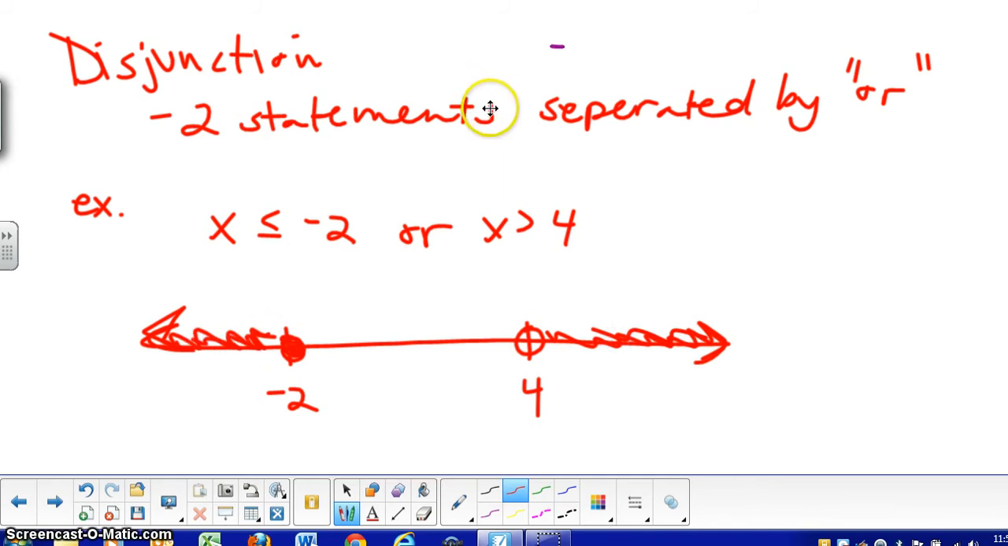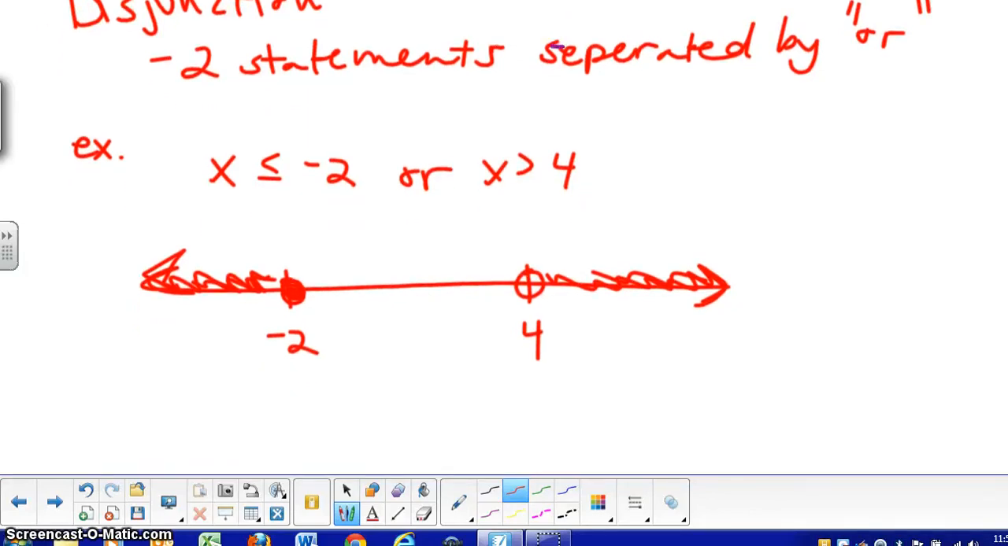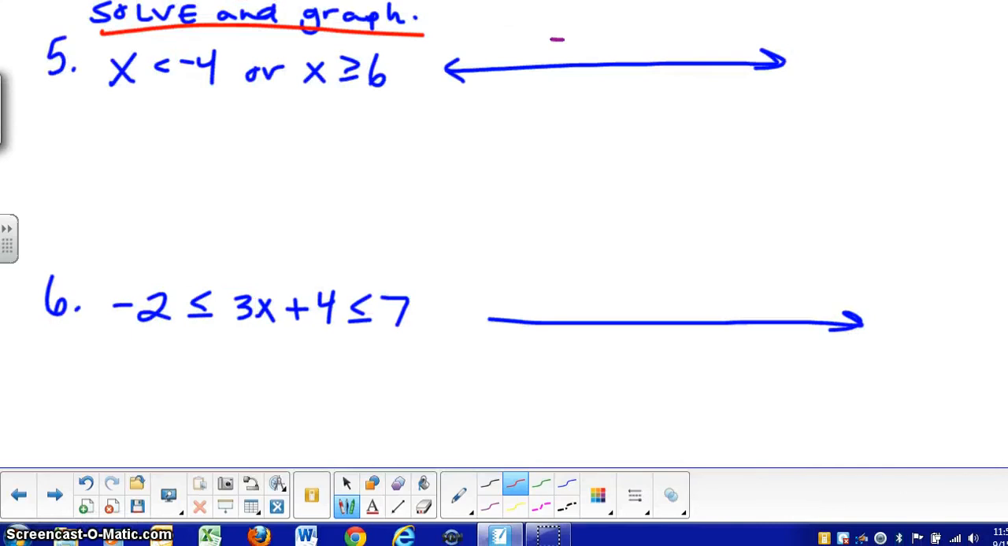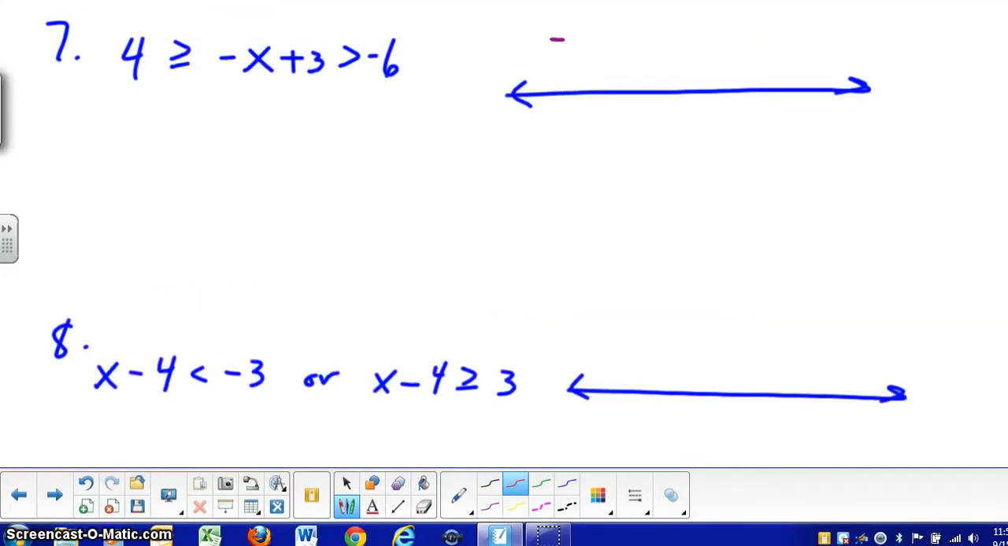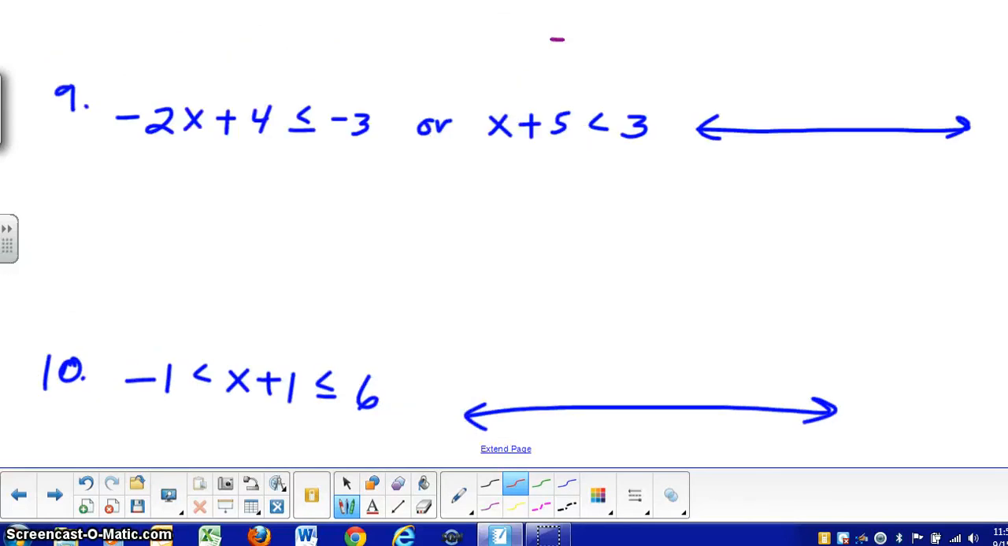I'm going to give you 8 examples on conjunction and disjunction. I'm going to have you push pause because you will have to write them out, and in class we're going to go over them so you can ask questions about them and find out how you did. So go ahead and write the following questions down and complete them before class tomorrow. Please solve and graph. Please solve and graph these as well. And here are the last two. We'll go over these at the beginning of class tomorrow.